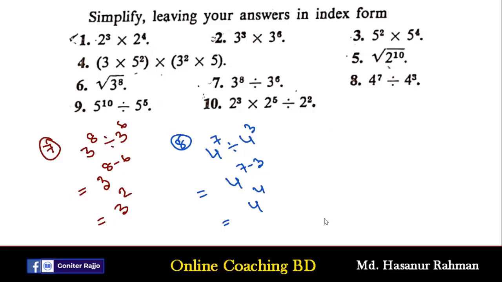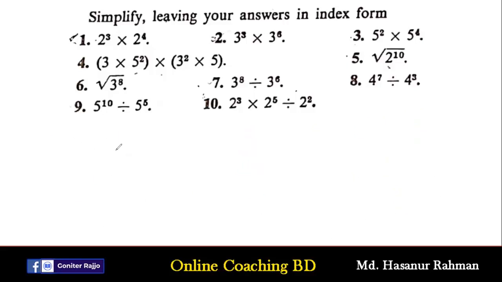Now number 9. Look at number 9. Number 9 says 5 to the power 10 divided by 5 to the power 5. So look, there are two index forms and there is a division sign. So we have to subtract the power because the bases are same. So 5 to the power 10 minus 5, that will be 5 to the power 5. We have to leave our answer in this way. So that will be the answer of number 9.